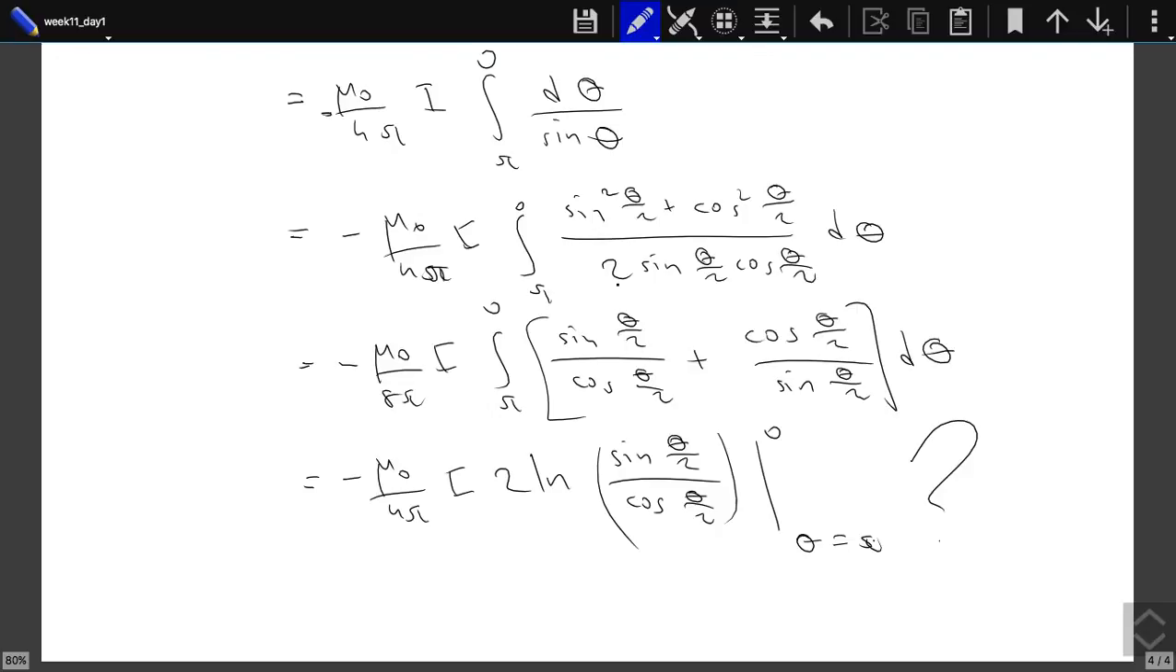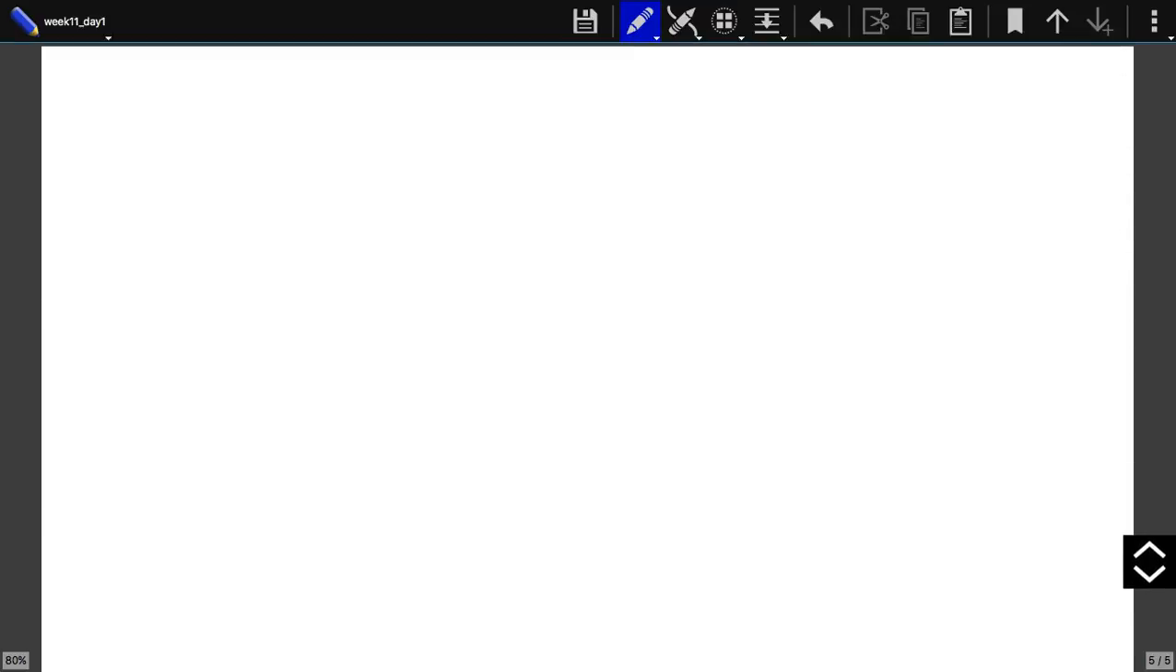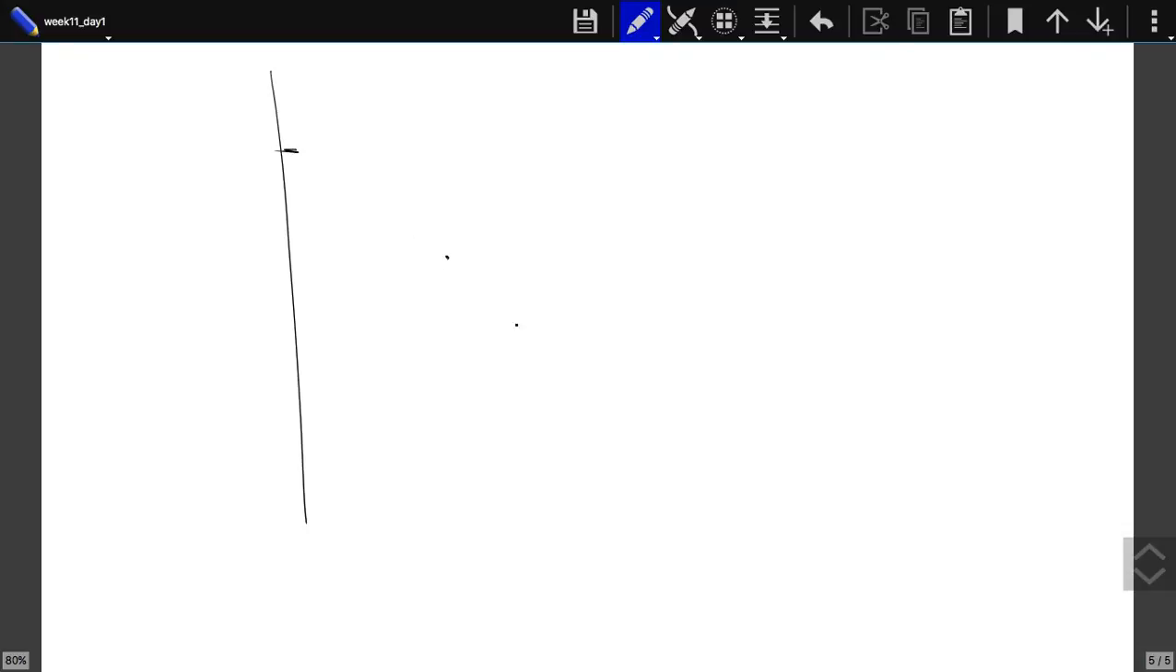Now let's do something else. To get rid of that infinity, instead of having the total vector potential, let's calculate the vector potential at this point, which is the point at which we are trying to evaluate it. Let's take a length L. So this is L over 2, and this is L over 2. Instead of summing over all the wire, let's just integrate over this finite length.